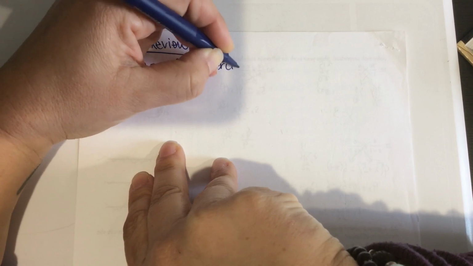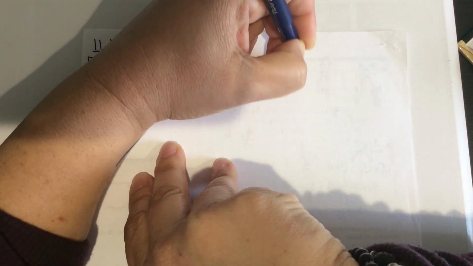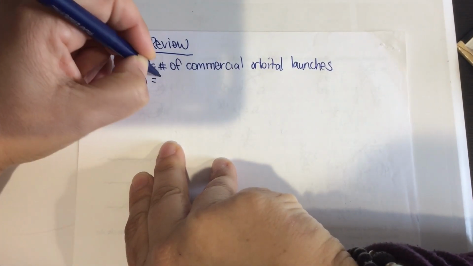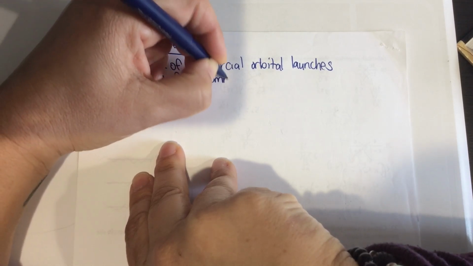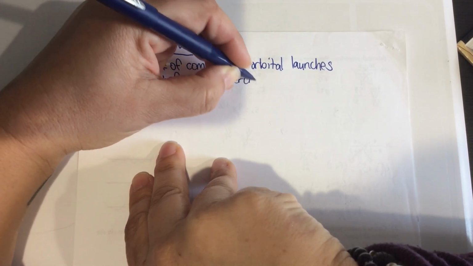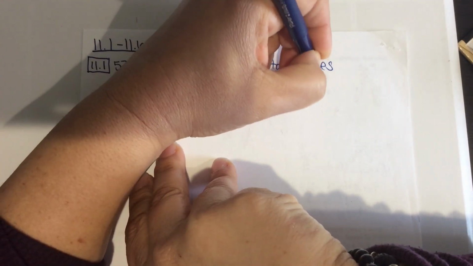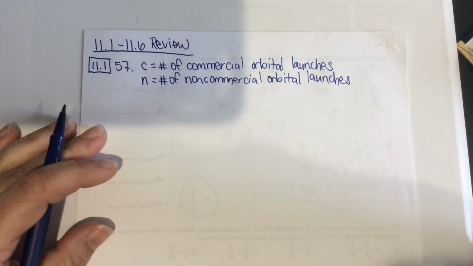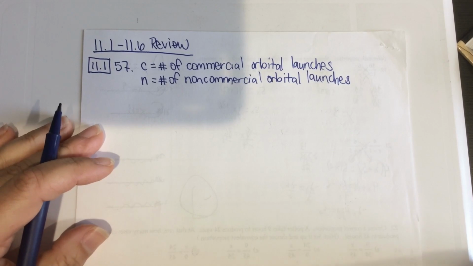Number of commercial orbital launches. So many words. Oh my goodness. Number of non-commercial orbital launches. So make sure you do that for all of your word problems. Read that sentence that's telling you what it's asking and define the variables appropriately.